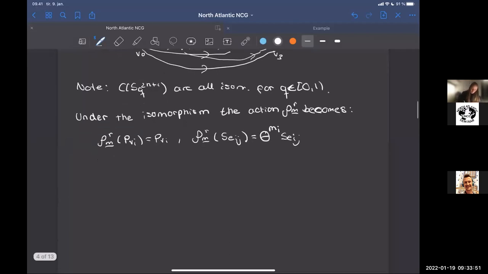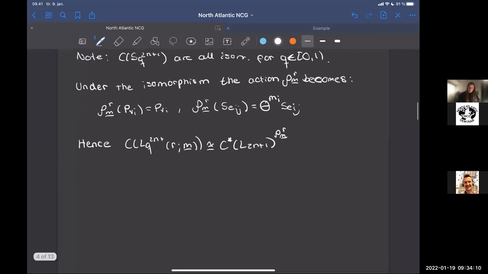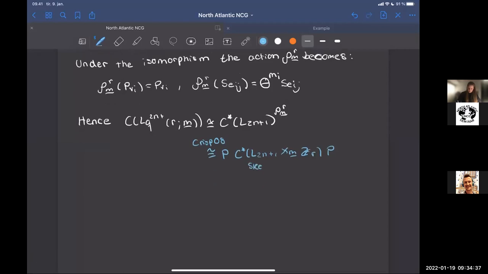Now of course we know that these C of L q 2n plus 1 r m will then be isomorphic to the fixed point algebra of this graph C*-algebra under the above action. And now it follows by a result due to Crisp from 2008, since this is an action of a discrete group, that this fixed point algebra is isomorphic to a corner of another graph C*-algebra. And this graph here is known as the skew product graph.